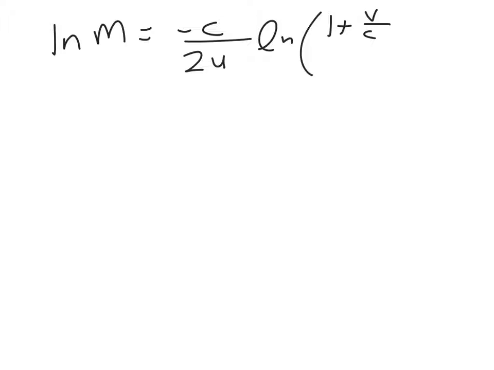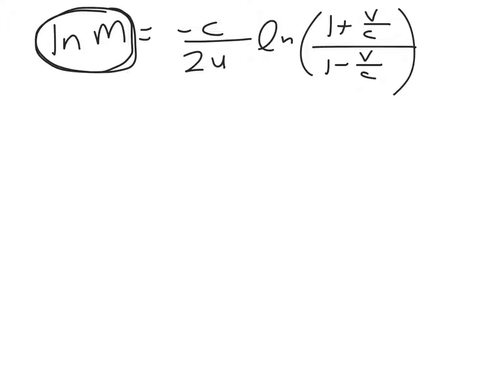Okay, so we've got log of m is equal to negative c over 2u times the log of all this. Right, so we look at this and we start doing implicit. Now implicit says I can't differentiate this with respect to v, but I can easily differentiate it with respect to m. And then I can use the chain rule. So that gives me a nice left-hand side that looks like that.